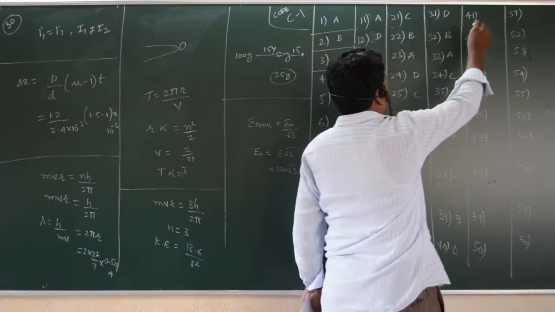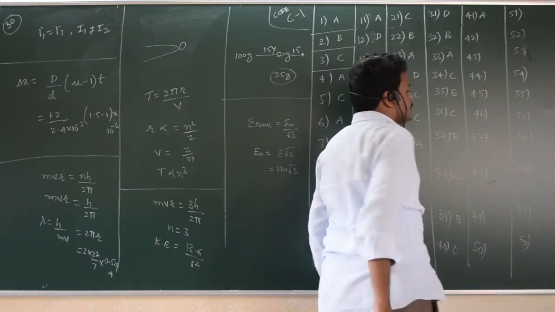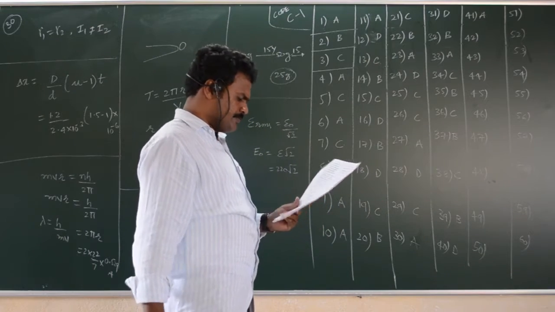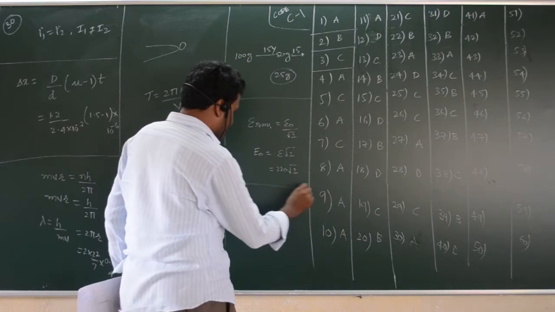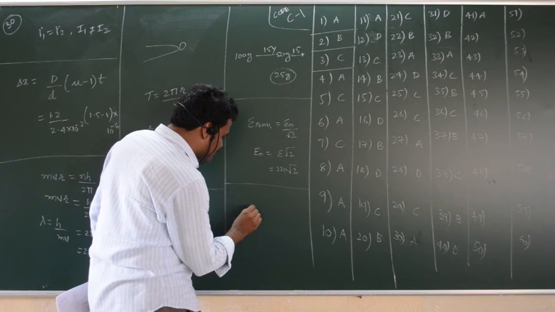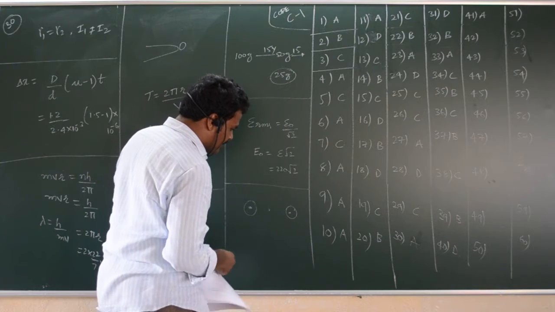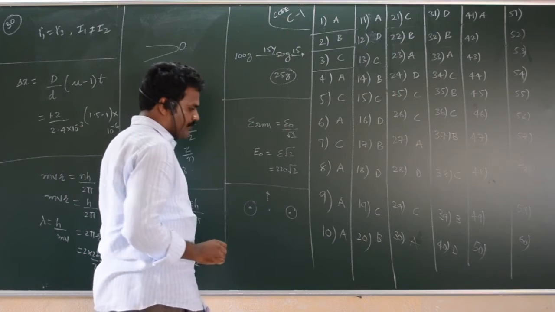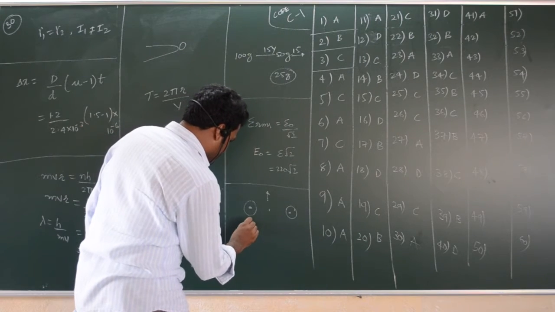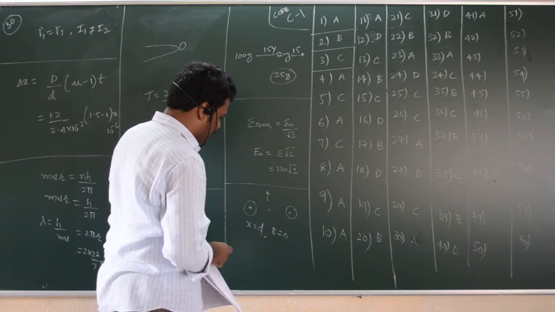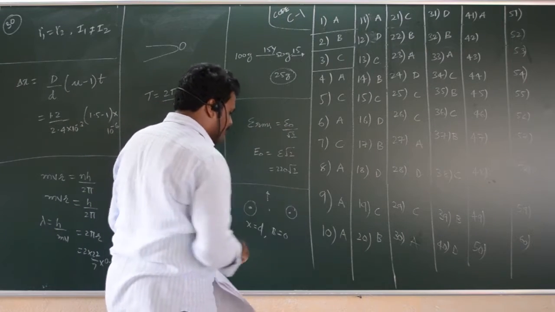If you apply the condition of NAND gate, you will get answer A. Next, 42. At x equal to D, you have two parallel wires. The direction of the magnetic field at the center is in this direction. At x equal to D, the B value is exactly 0, because due to this wire it is in this direction, and due to the other wire it is in the opposite direction.